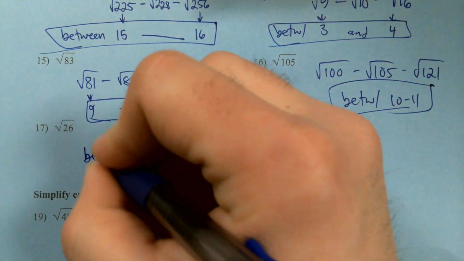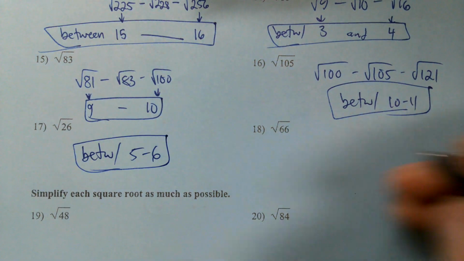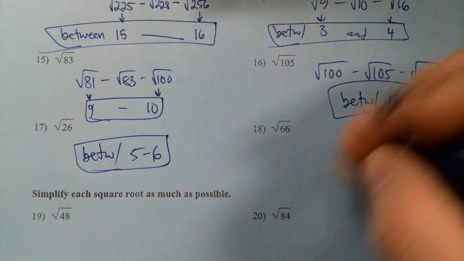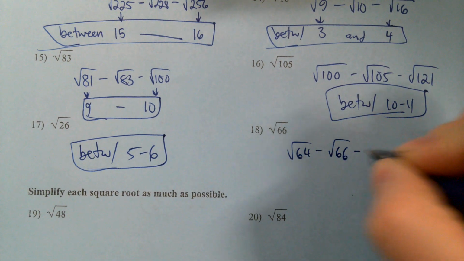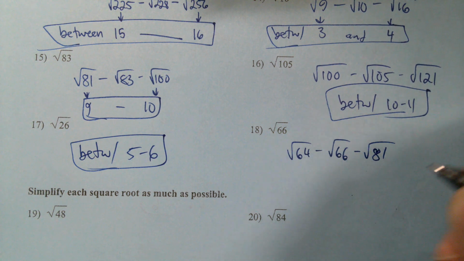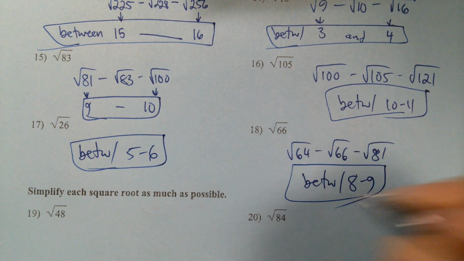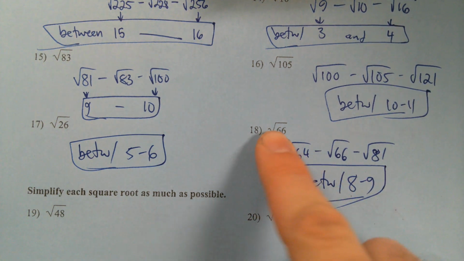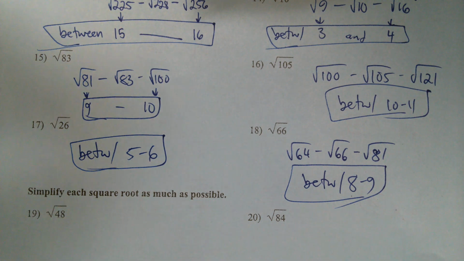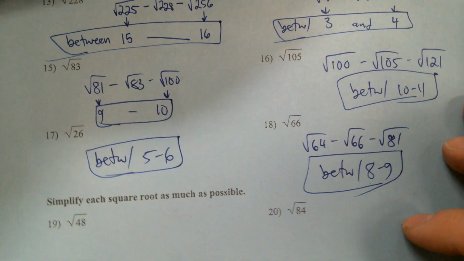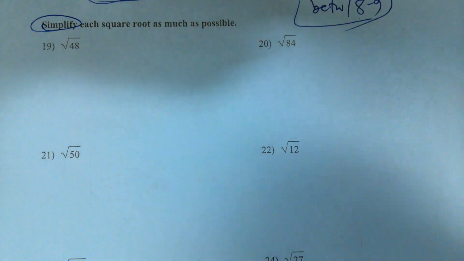26, that falls between 5 and 6. And 66, that's right after 64. And right before 81. So somewhere between 8 and 9. So if we plugged in the square root of 66 into our calculator, we'd get 8 point something. That's what this estimation means. But we're not always going to be asked to estimate. Sometimes we're going to be asked to simplify.